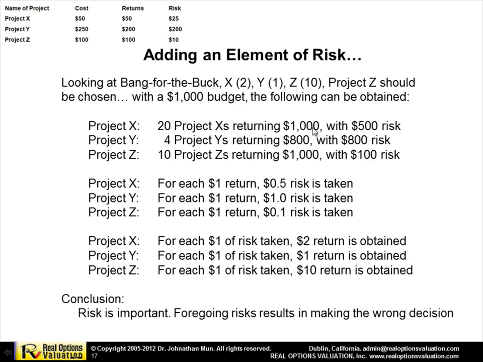For each dollar of return, you are getting 50 cents of risk for project X. Each dollar of return, you're getting $1 of risk for project Y, and for Z, you're getting $1 of return and 10 cents of risk. So for the same amount of return, the lowest risk happens to be project Z. Take the inverse: for each dollar of risk, you're getting $2 return, $1 return, and $10 return. So for the same amount of risk, you're getting the highest return in project Z. Whether it's bang for the buck or buck for the bang, project Z is the right approach if you think about risk.